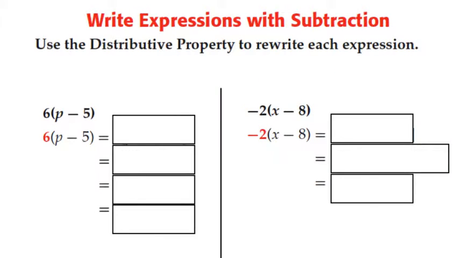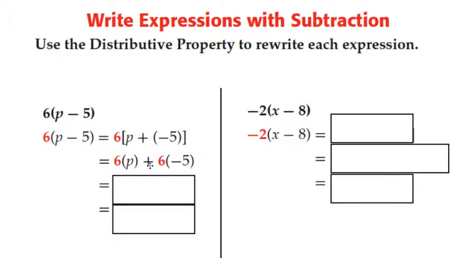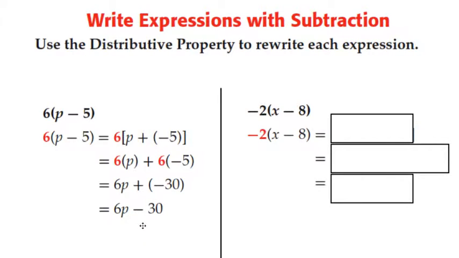All right, writing expressions with subtraction using the distributive property. This time, instead of a plus sign here, we have a minus sign. And sometimes that might trip you up a little bit, but don't let it scare you. So let's just take a look at what happens. It's the same process. We could write that as p plus a negative 5. So we would have 6 times p plus 6 times negative 5, which gives us 6p plus a negative 30, or 6p minus 30. Keep in mind that if you're simplifying all the way, we're going to have one sign in here. We always just have one sign.